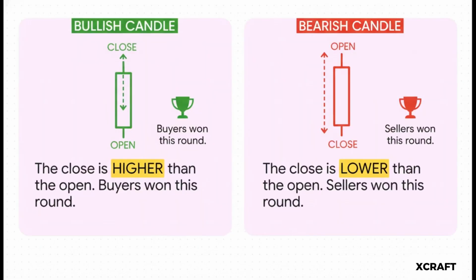Now the color, this is super simple. If a candle is green, it just means the price closed higher than where it started. Simple as that. The buyers were in control, they won that round. If it's red, well, the price closed lower than where it opened. The sellers were in charge, and they won.